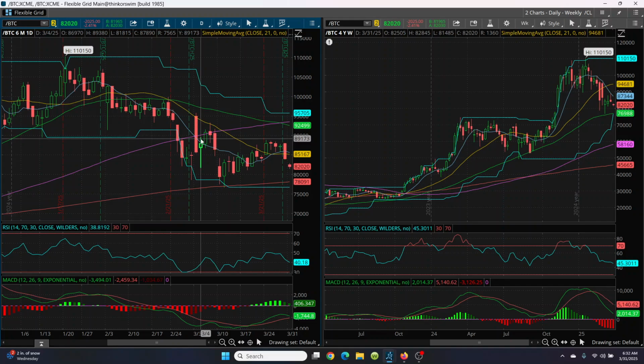We'll come up to the top of this candle here, 89,380. And then we'll be looking for that 50-day at 92,499. Now, you can see how that 50-day crossed over that 100-day. That's not good, okay? So the 8-day is still above the 21-day, but if that rolls back over here, it'll push that price right on down.